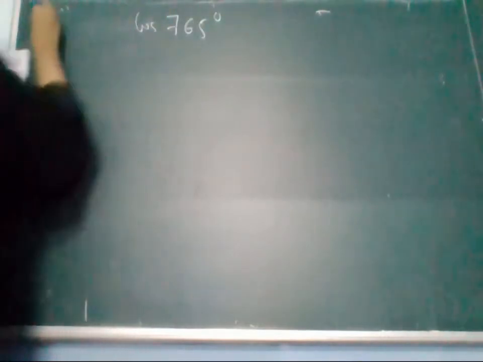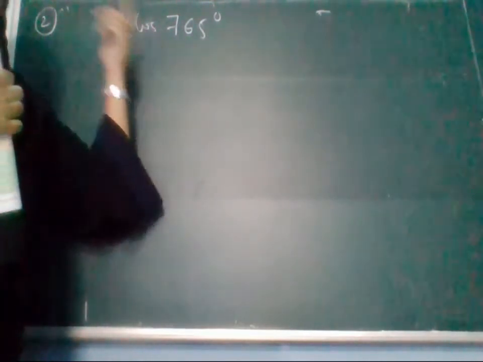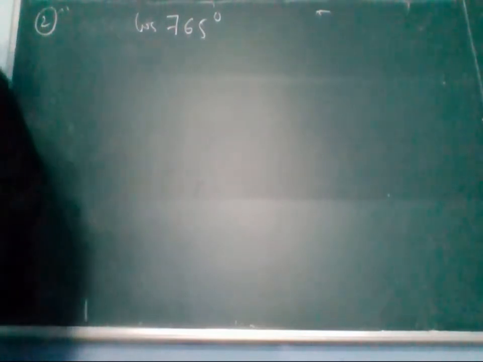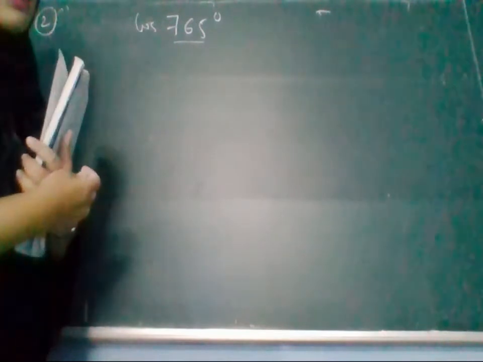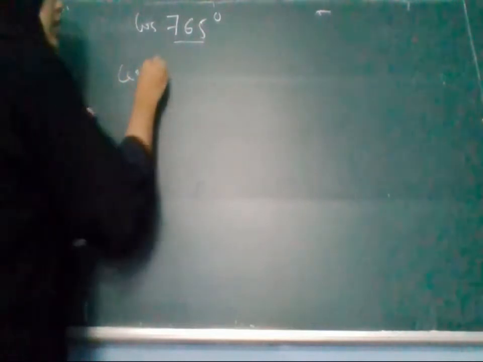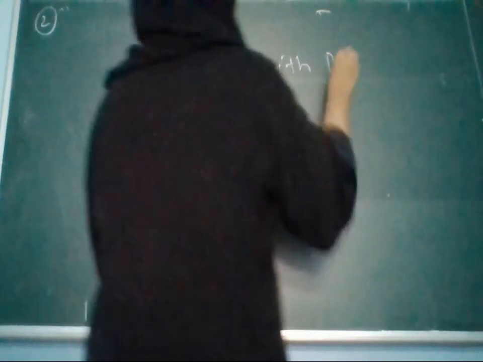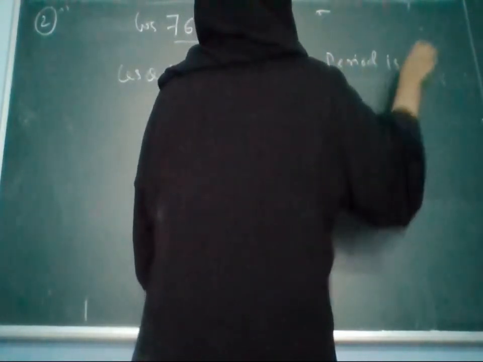Okay, now the next is find the value of cos 765 degree. This is problem number 2. Cos 765 degree. Again we know that cos is a periodic function with a period 2 pi. So now what we will do? We will convert this 765 into a multiple of 2 pi. Right? So the same statement you have to write: cos theta is a periodic function with a period equal to 2 pi.